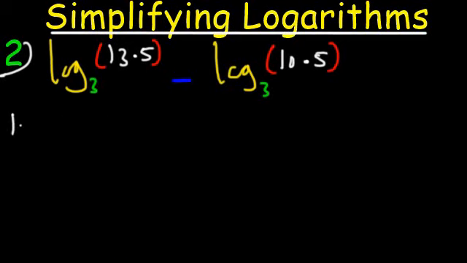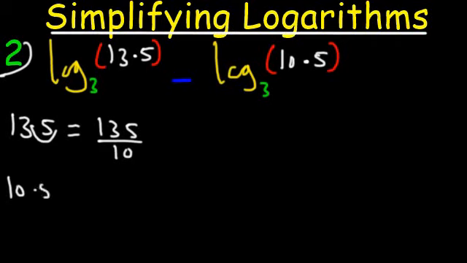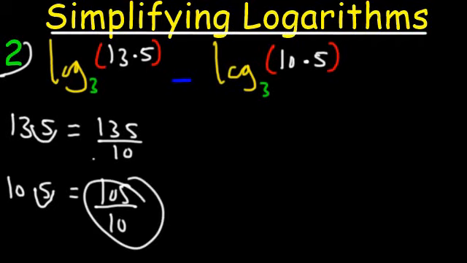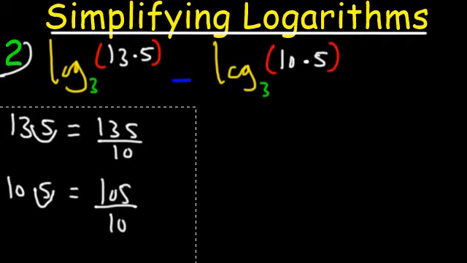So for 13.5 as a fraction, if we shift it 1 unit to the right, we have 135 over 10. It's just 1 unit. Then 10.5, if we shift it 1 unit to the right, we have 105 over 10. It also has 1 unit to the right. Now the next thing we want to do is to replace 10.5 with 105 over 10, and 13.5 with 135 over 10, and boom, we are good to go. So let's do that.